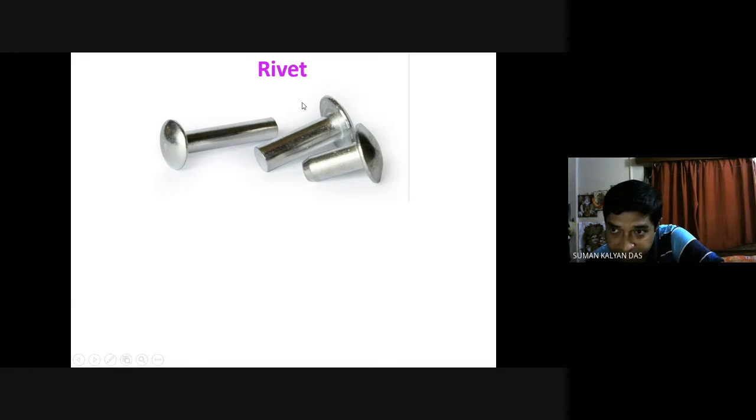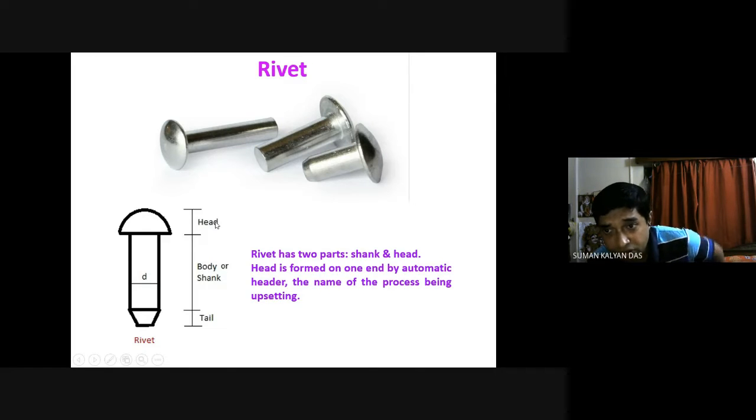In the case of a rivet, this is how it looks. If you talk about the terminology of the structure of the rivet, this part is the head. Then there is the cylindrical part. If you carefully notice, particularly for this rivet, the cylinder is of a constant diameter up to some extent.